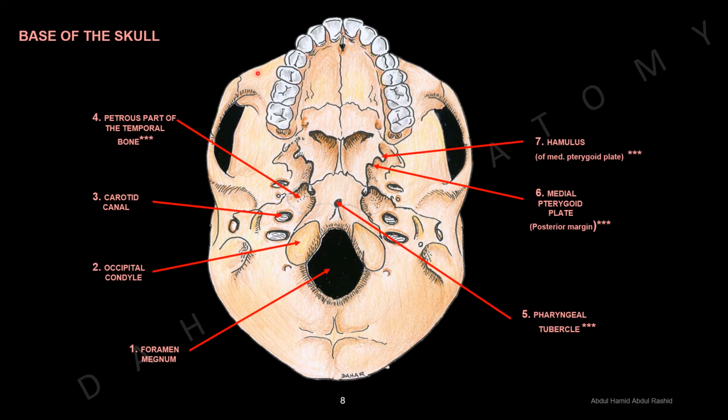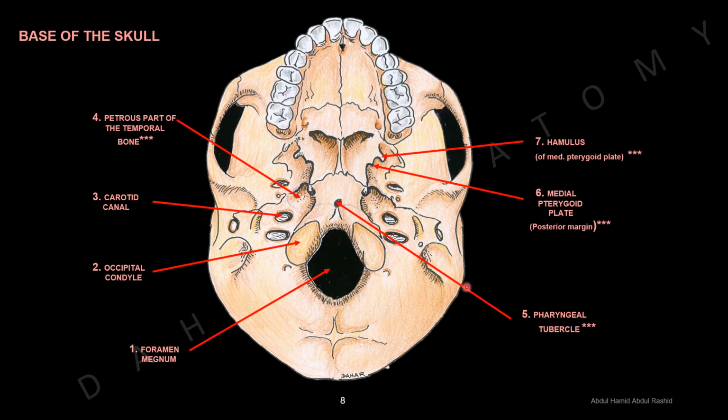Base of the skull. We are looking at the base of the skull from below. Let's identify a few important structures. Number one, foramen magnum, the biggest foramen. On each side and slightly in front is the occipital condyle. It will articulate with the first cervical vertebra, the atlas. In front of it we have a canal called the carotid canal. Anterior to that is the petrous part of the temporal bone. The temporal bone has many parts. This is called the petrous part of the temporal bone.